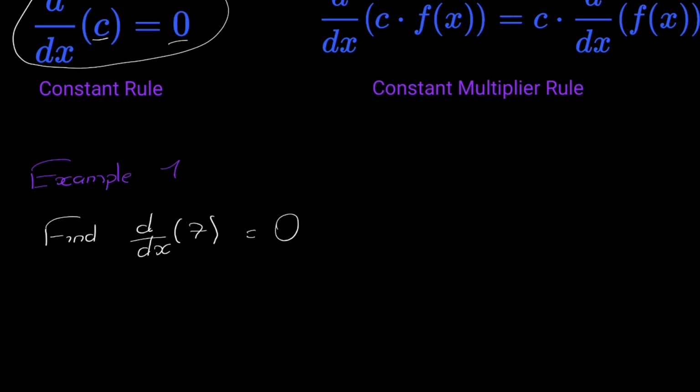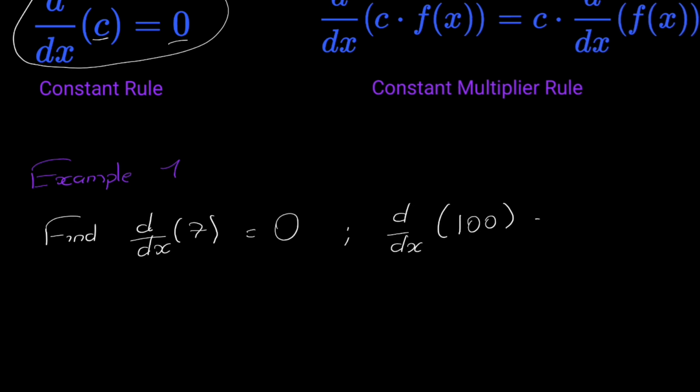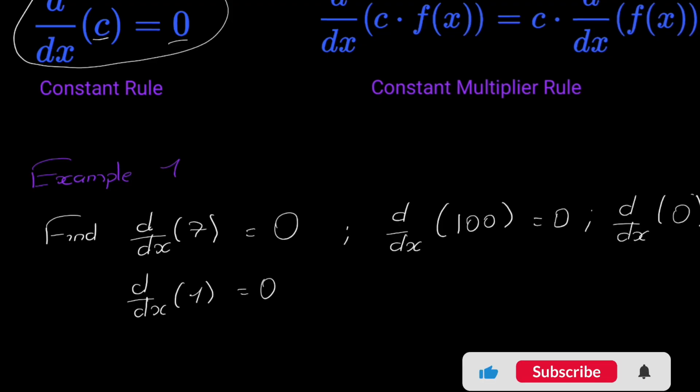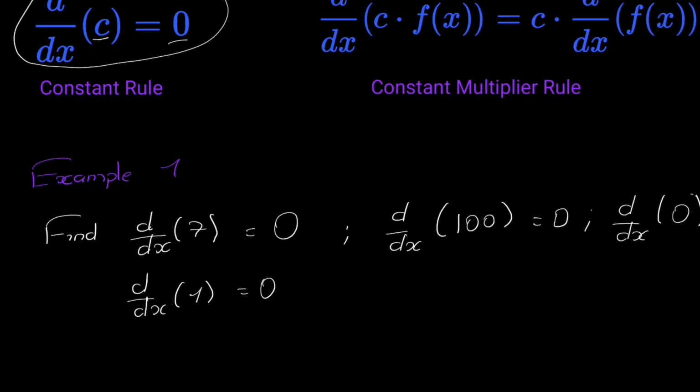No matter what the number is, the derivative of that number is 0. If we take another example, derivative of 100 still gives us 0. Derivative of 0 itself gives us 0. Derivative of 1 gives us 0. Derivative of any constant gives us 0. So let's move on to the next part, which is the constant multiplier rule or the constant multiple rule.